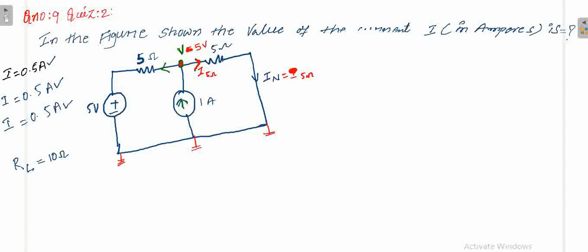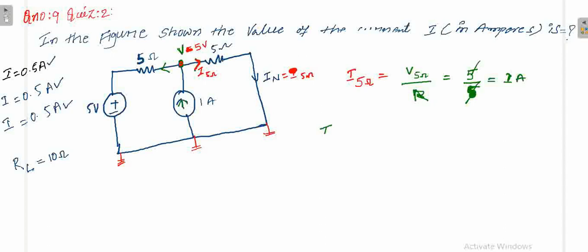Then the current through this 5 ohms is equal to what is the voltage? The voltage applied to this 5 ohm resistance. So what is the voltage? Voltage is 5 and the resistance is 5. So 5 by 5 is equal to 1 ampere.